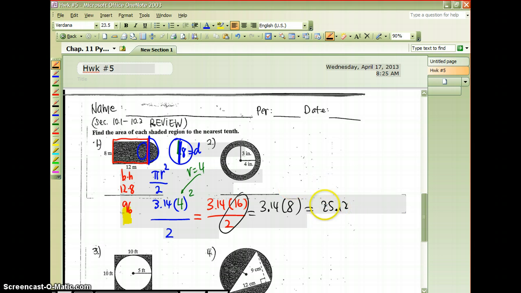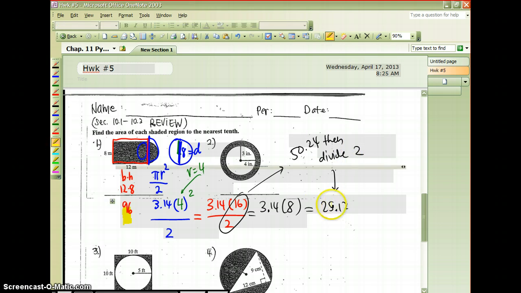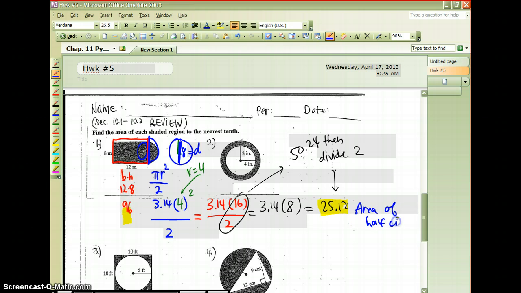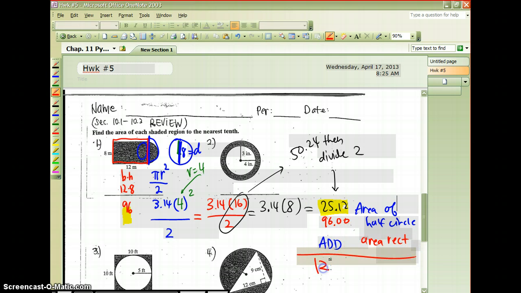25.12. Now some of you might have gotten this by getting 50.24, then dividing by 2, which still gave you 25.12. So that's the area of the half circle, area of half the circle. And now we're going to add 96 to it, which is the area of the rectangle. So when I add them, I get 121.12, and I'm going to label it meters squared.